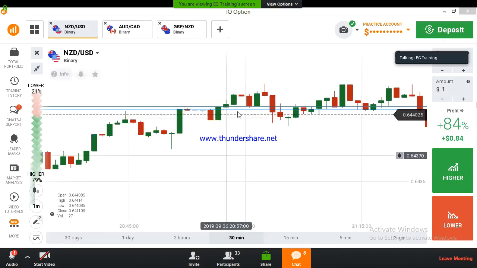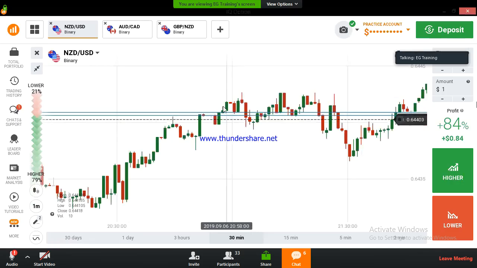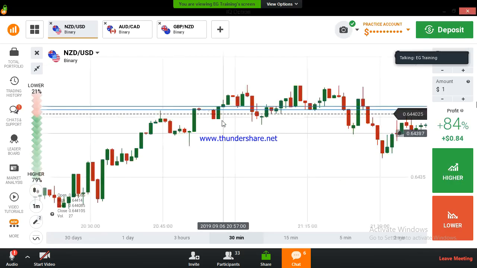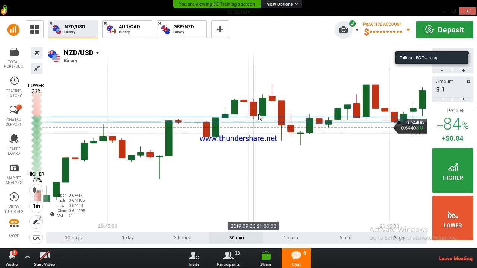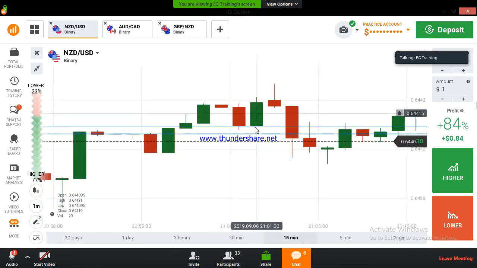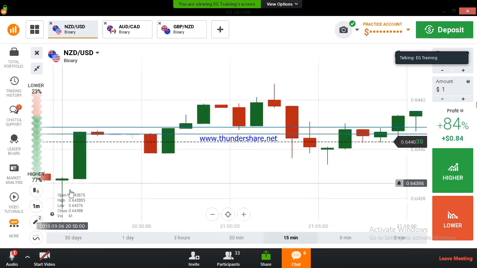You can place your trade a higher option in this uptrend here only. You can't place a higher option here, because here the candle closed above the level. You can place your trade on the next candle. This candle 2101.